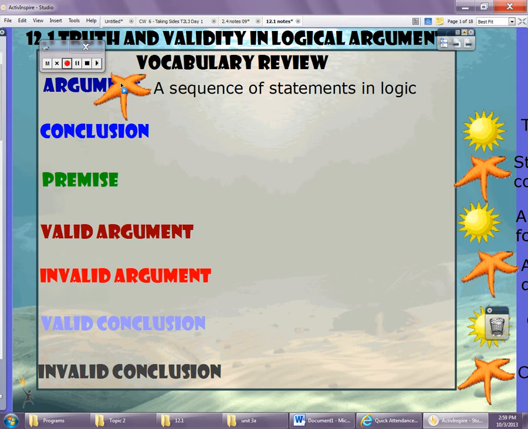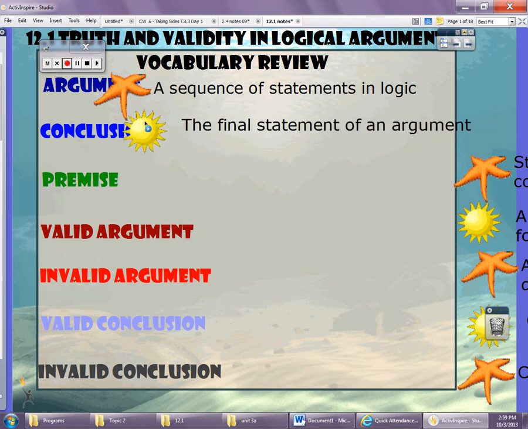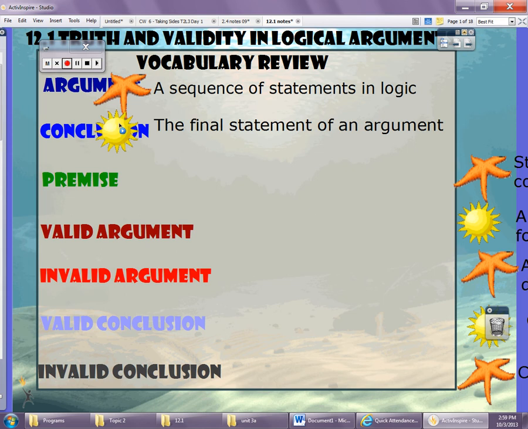If at any time you need to pause to write everything down, just pause it and write it down. You can wait for me to finish all of the seven vocab words and then write them all down together and just listen for right now. For a conclusion, this is the final statement of an argument. So when we're making our if-then statement, the conclusion is the final statement. It's what comes at the very end.